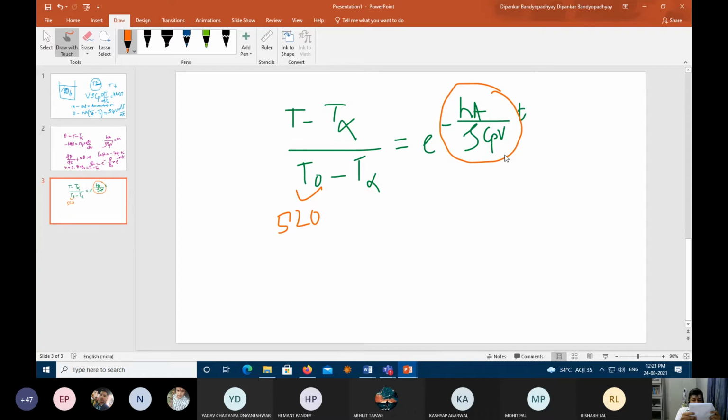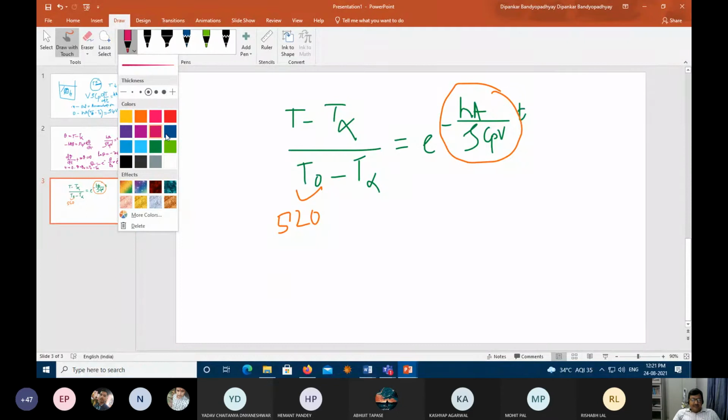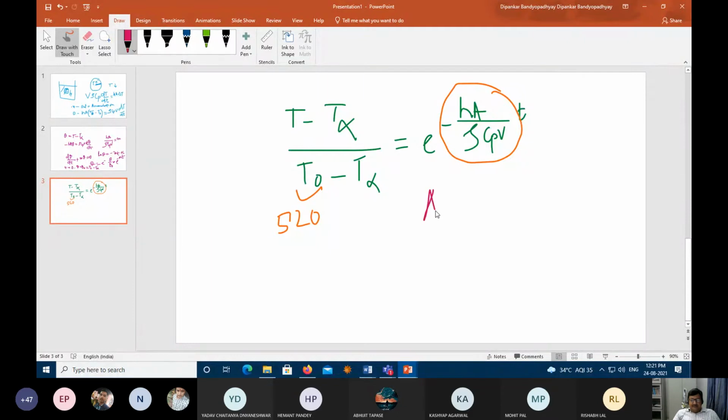So what is the area for a sphere? 4 pi r square. So how much is it coming? R you do not know, right? So for a sphere, it turns out A is equal to 4 pi, how much is 4 pi? 12.6 r square, correct?